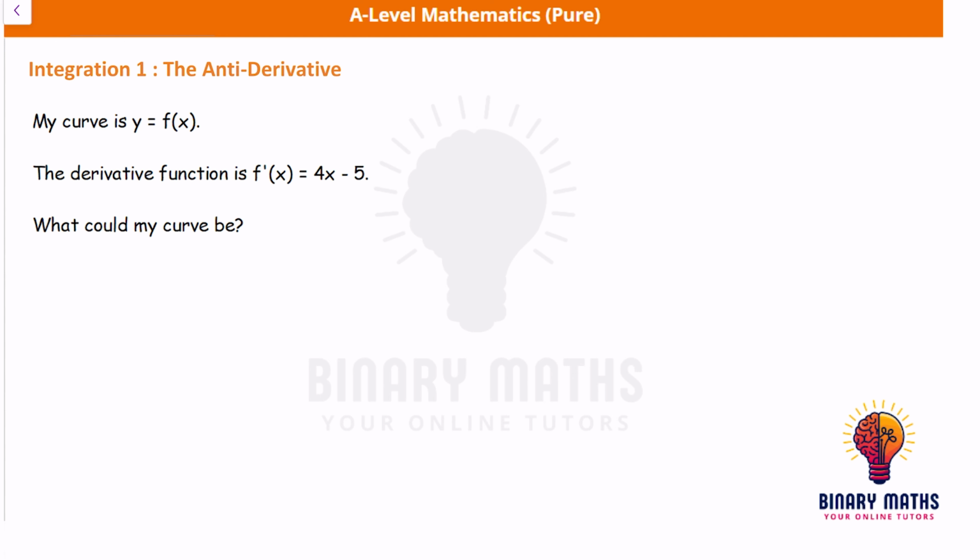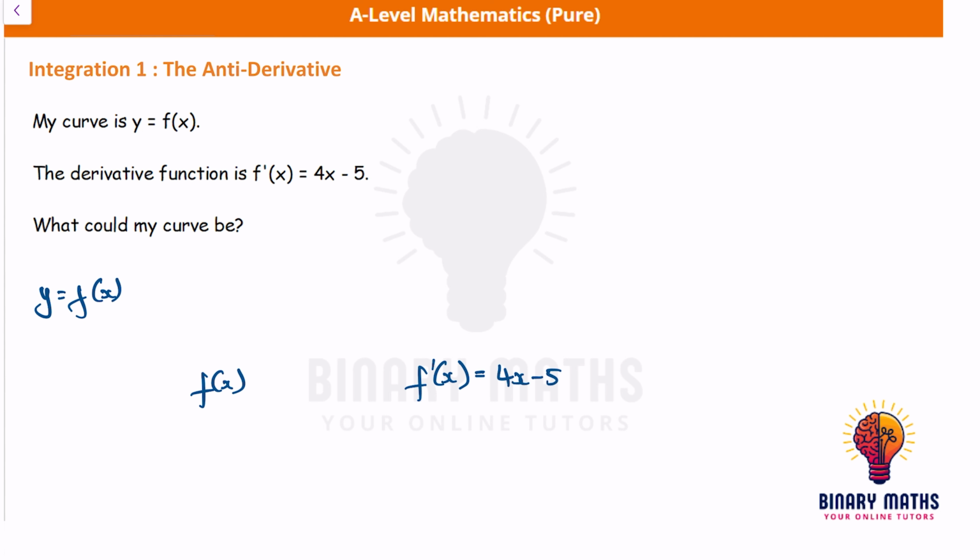So it says my curve is y is equal to f of x. The derivative function is f dash of x is equal to 4x minus 5. What could my curve be? So we want to find y, which is equal to f of x. We know what f dash of x is, which is equal to 4x minus 5.